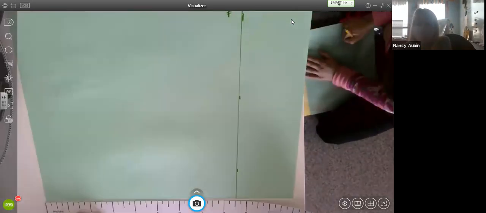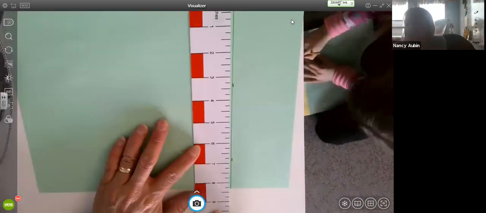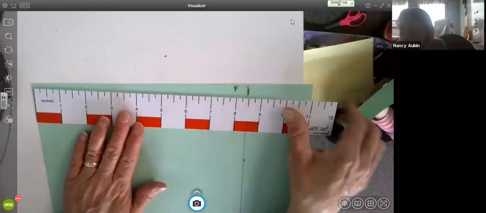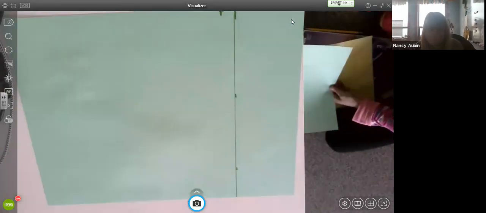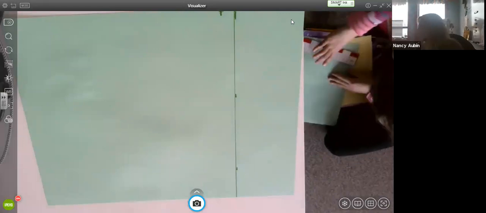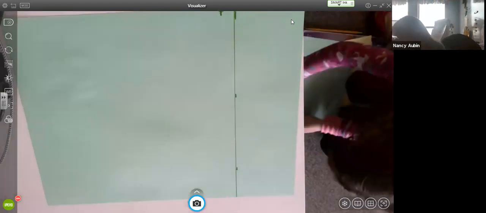Your square will have 8.5, 8.5, 8.5, 8.5. We want all four sides to be 8.5. Make sure you use the ruler to help you. And you want it to, if it's not straight, it's not going to work.